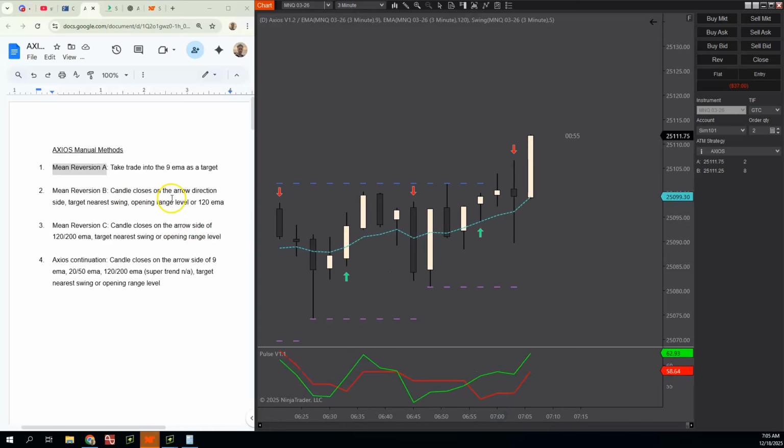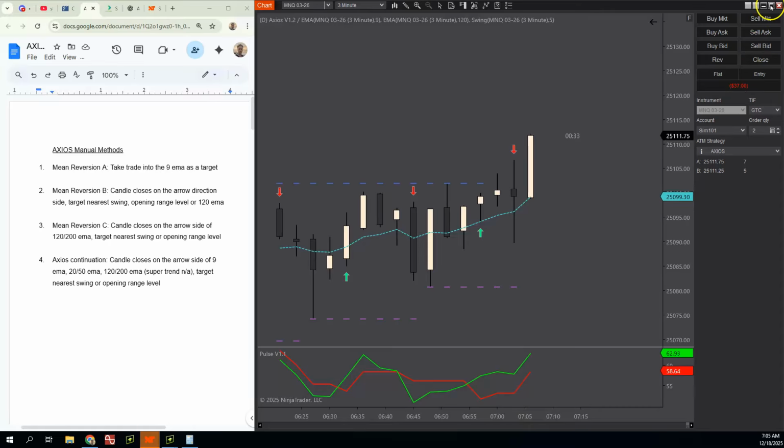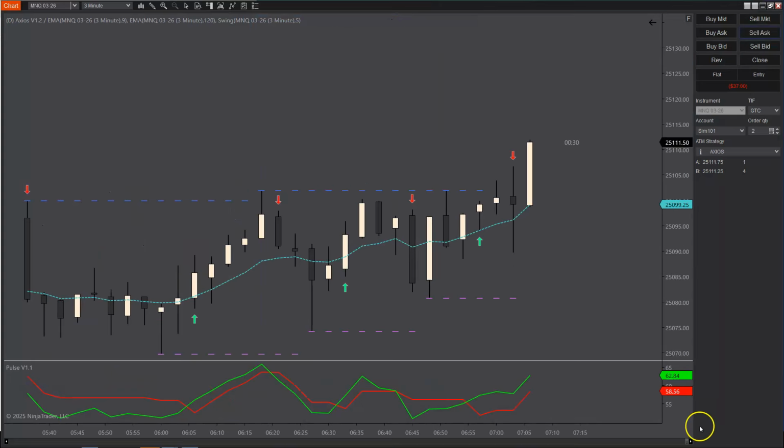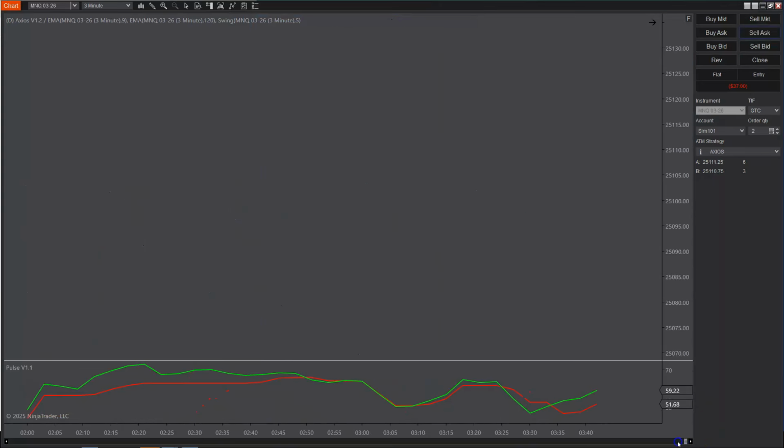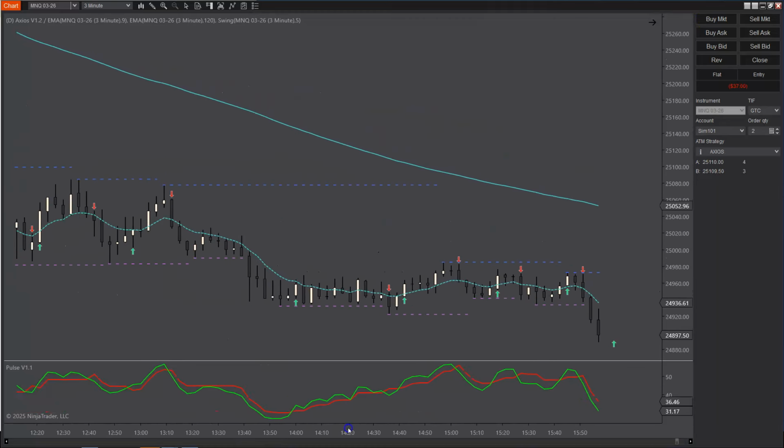So candle closes, I should say in. Candle closes in the direction, oh no, I guess I should say on. Candle closes on the arrow direction side, targeting the nearest swing, opening range level, or 120 EMA. So let's go back here. Let's expand this chart all the way. And we'll find one of these. I will find 3 of them.